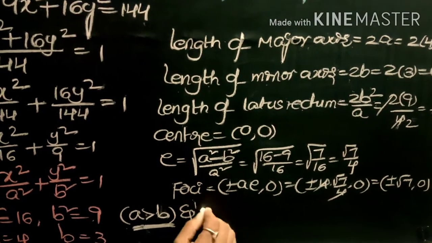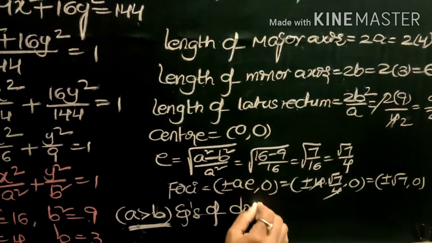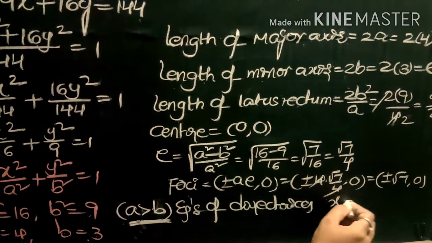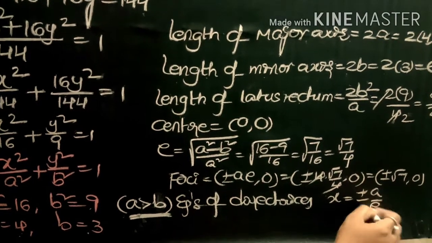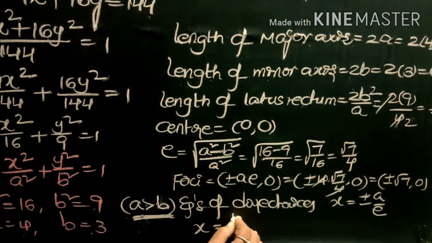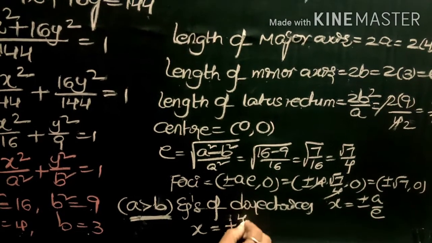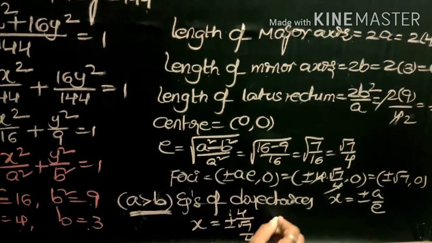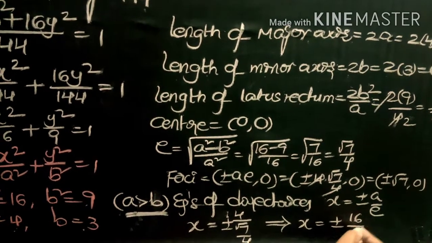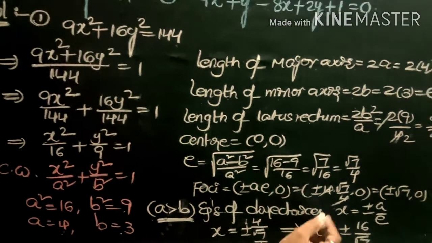And the equations of directrices. The formula is x = ±a/e. That is, x = ±4/(√7/4), that is, x = ±16/√7. These are the equations of directrices.